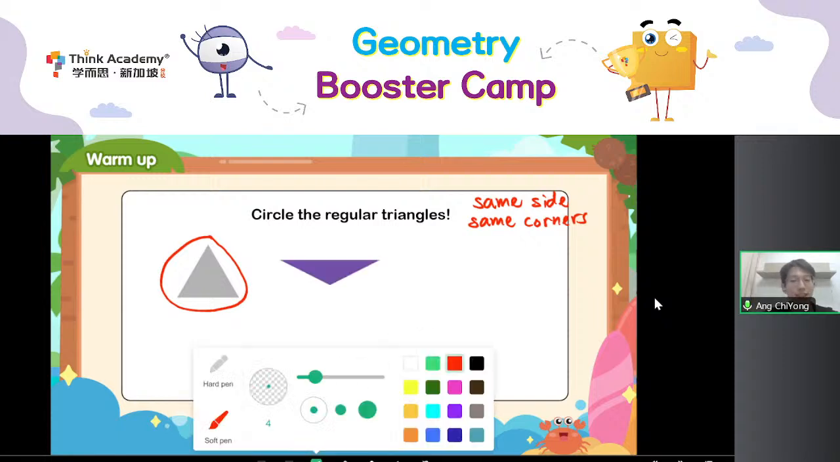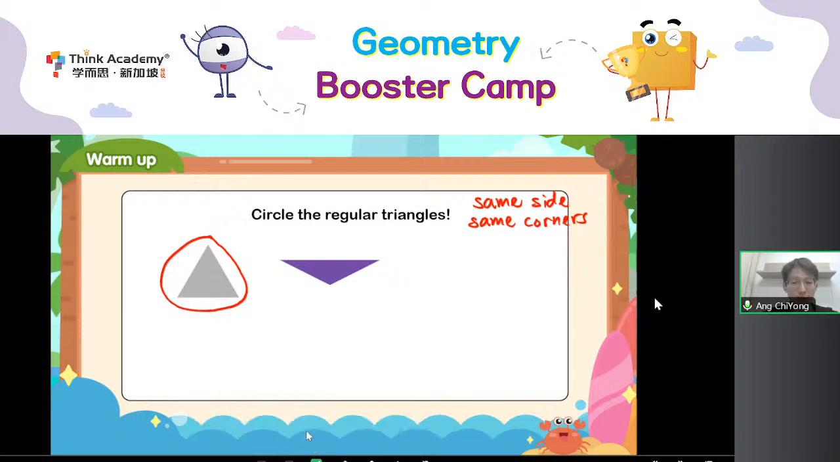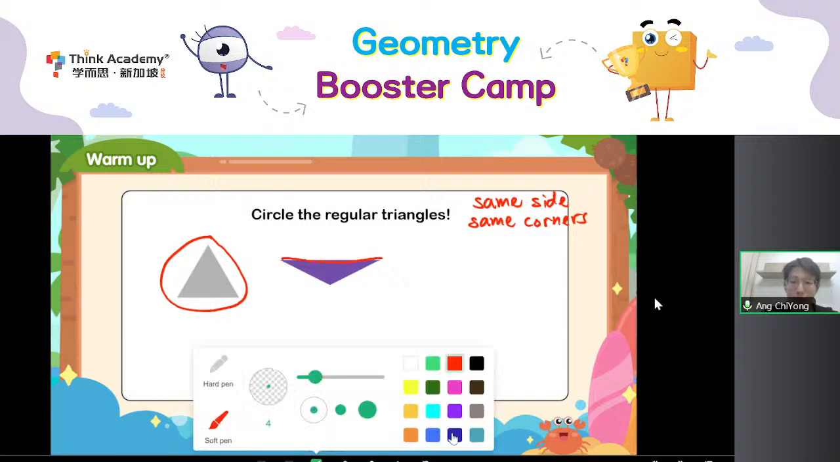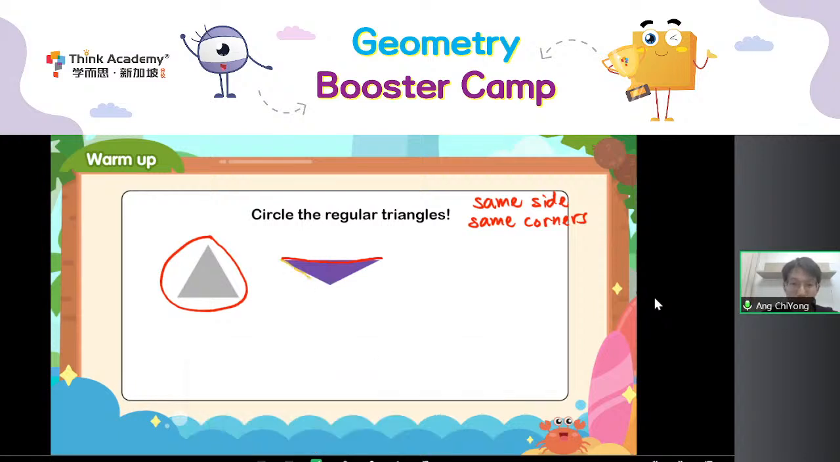Is this a regular triangle? Now you may say that the sides look the same, but actually it's not. This side is much longer than the other two sides. Let me draw with another color. Let's do orange. Okay, look at the red one. The red side is a lot longer than the yellow sides. Okay, so this is not a regular triangle.